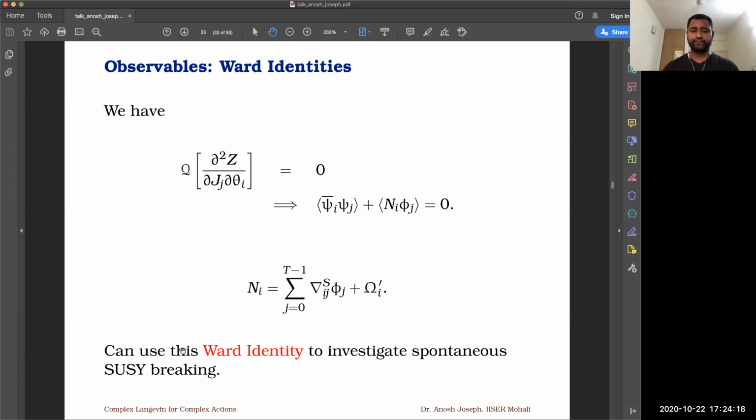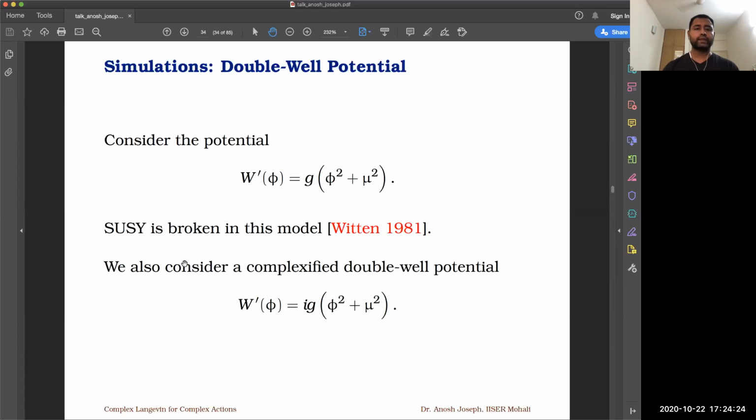If SUSY is preserved, we can use this also to check SUSY breaking. Now let's look at some simple models. We can look at the double well potential. The superpotential becomes something like a double well, and we will use a real double well and also a complex double well. Since we are using complex Langevin, we should also study the complex action.